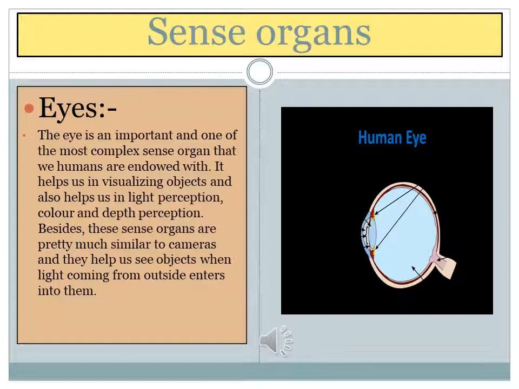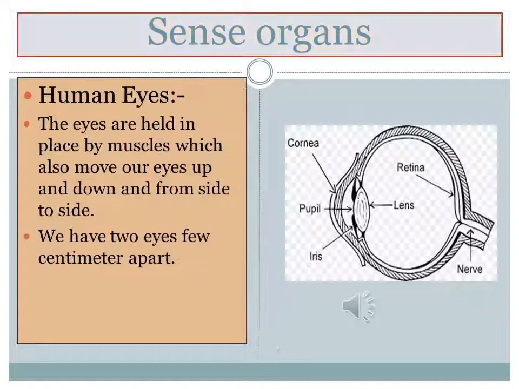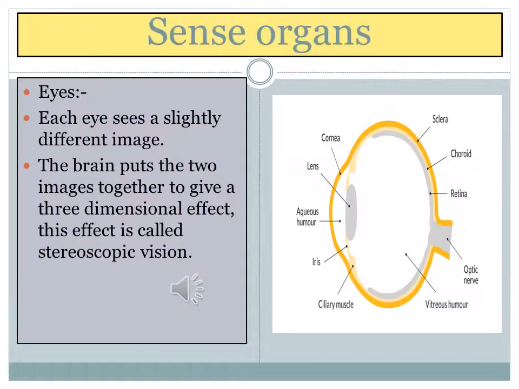Besides, these sense organs are pretty much similar to cameras, and they help us see objects when light coming from outside enters into them. The eyes are held in place by muscles which also move our eyes up and down and from side to side. We have 2 eyes a few centimeters apart. Each eye sees a slightly different image. The brain puts the 2 images together to give a 3-dimensional effect. This effect is called stereoscopic.